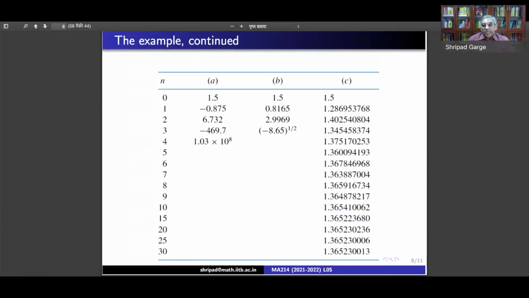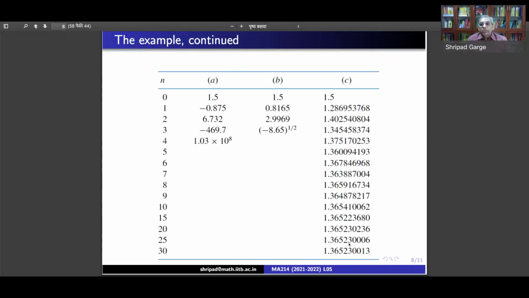That seems to be working well. It is first of all taking everything within the interval 1 comma 2, and we see that some pattern is emerging here. The last three values: the 20th iteration is giving you 1.365230236. The 25th iteration is again similar, 1.365230006, and the 30th iteration is also very close to that.